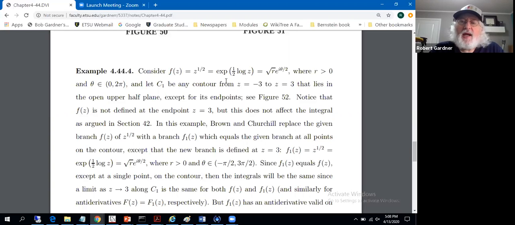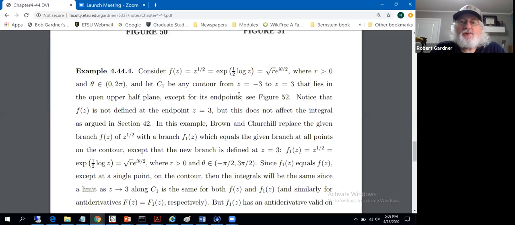f of z equals z to the 1/2. Okay, that'll be defined in terms of a logarithm. So I've got to tell you some stuff about the logarithm. We're taking the branch of the logarithm where the angle is chosen to be between 0 and 2 pi, excluding the endpoints. So this branch of the square root function is undefined for positive real numbers. So we've thrown out theta equals 0 or anything coterminal with it. Of course, it's undefined at 0.